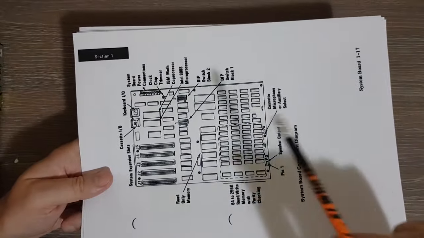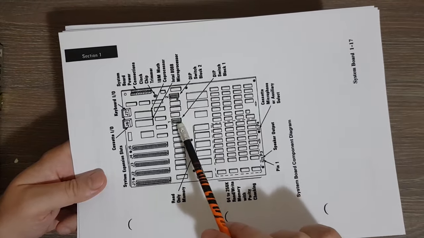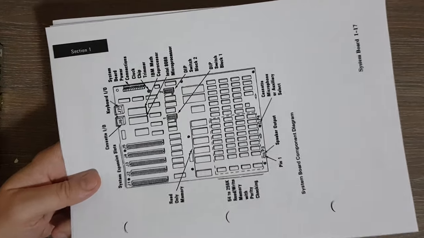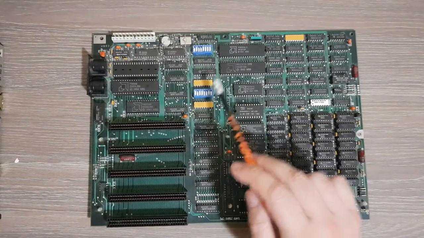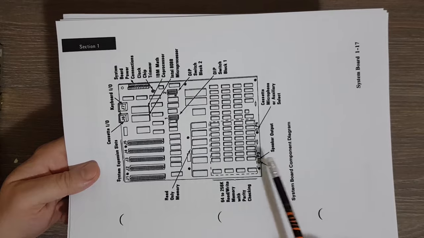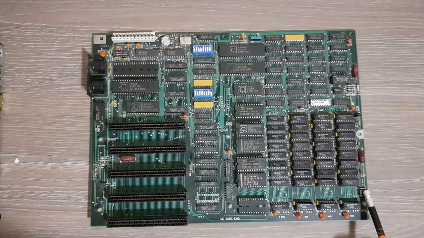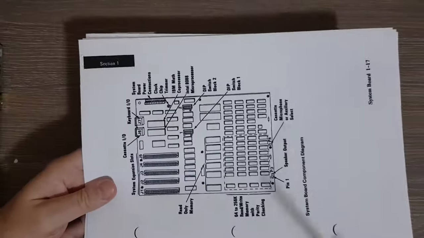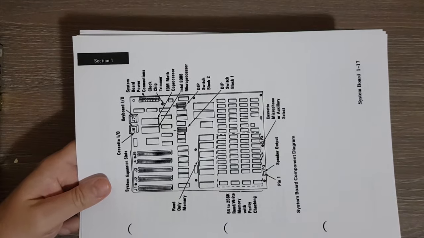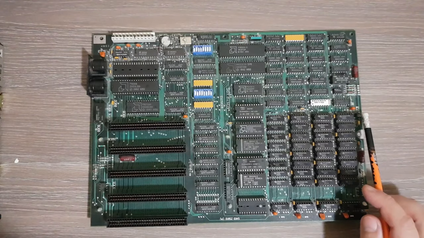We also have two DIP switches. This is switch block 1 and switch block 2. So switch block 1, switch block 2. And we have this speaker output. So this connector here is for connecting the speaker. And here we have a jumper, this one.